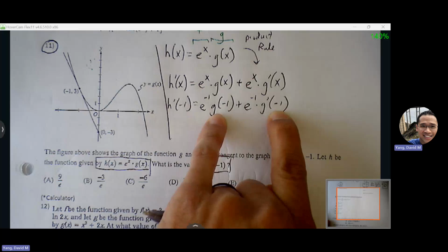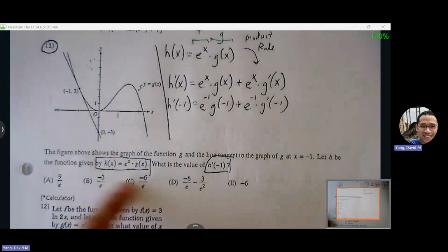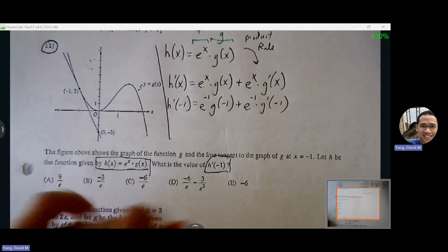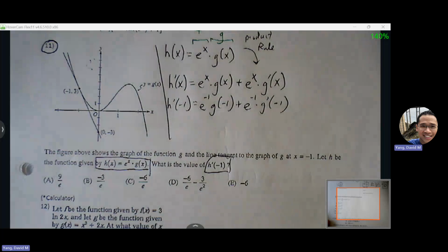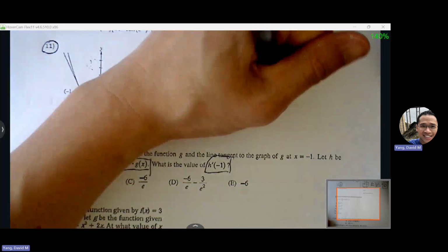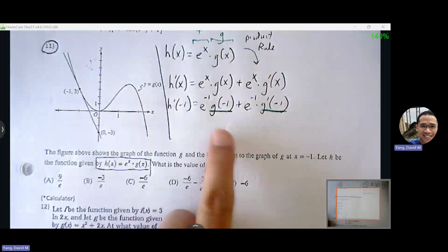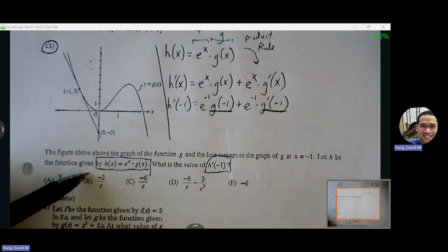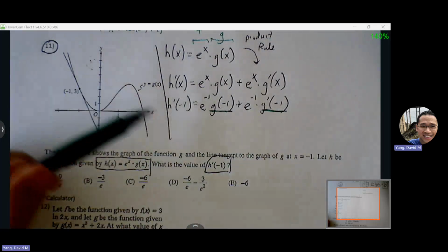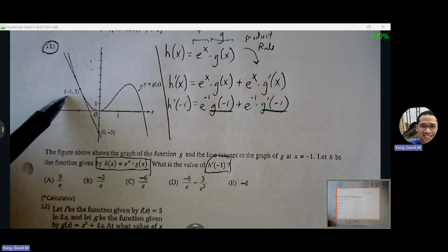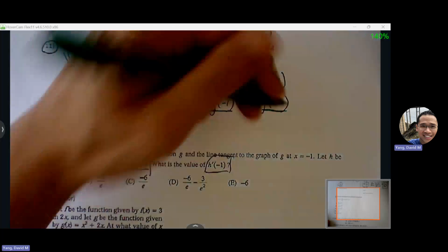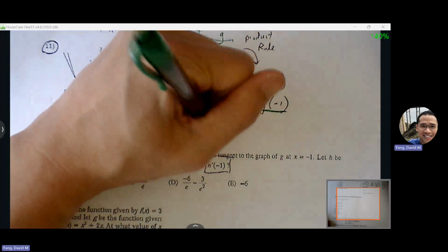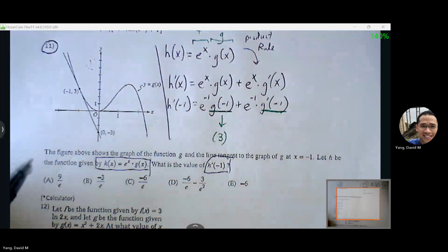The only thing we have to get in, because we know that all our answers are out of function notation here, is that we have 2 things left to figure out. We need to find g of -1, and we need to find g prime of -1. So g of -1, that should be easy. This is the graph of g here. So we know g of -1 is 3. That's just the ordered pair.